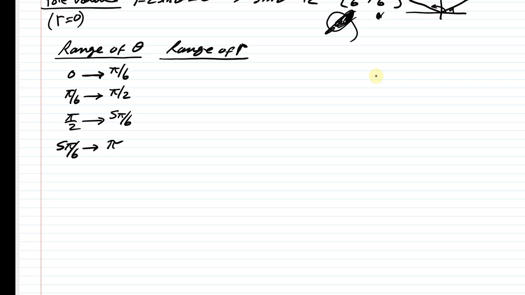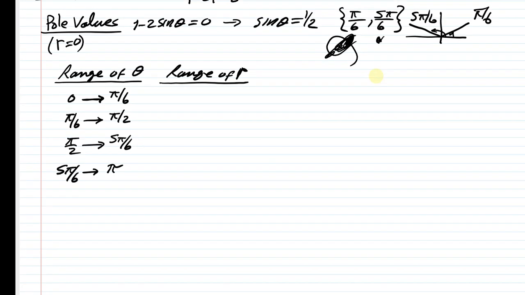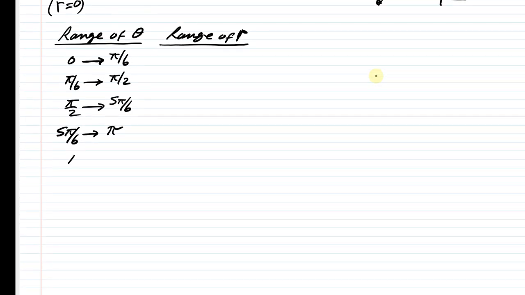There. Now, because I know it's not going to be at the pole beyond that any longer, I already picked up my pole values, right? Pi over 6, 5 pi over 6. So from here until I reach 2 pi, I'm going to go every 90 degrees. So I'm going to go from pi to 3 pi over 2, because I know it's not going to go through the pole, and 3 pi over 2 to 2 pi. See how those ranges work?